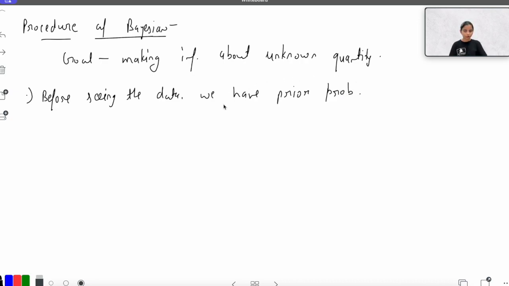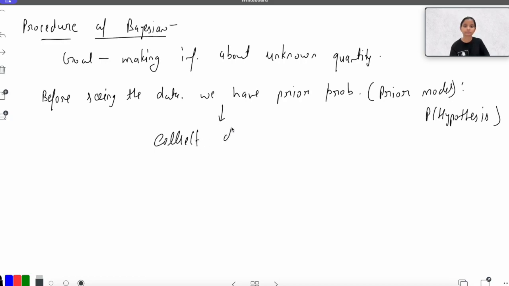Okay, so from this prior information, when you look at it in a broader view in more complex problems, we will be forming a prior model. So we will have some prior probability or prior model, that is, let's say, the probability of some hypothesis. Before collecting the data, we have some information. The next step is that we collect some data.